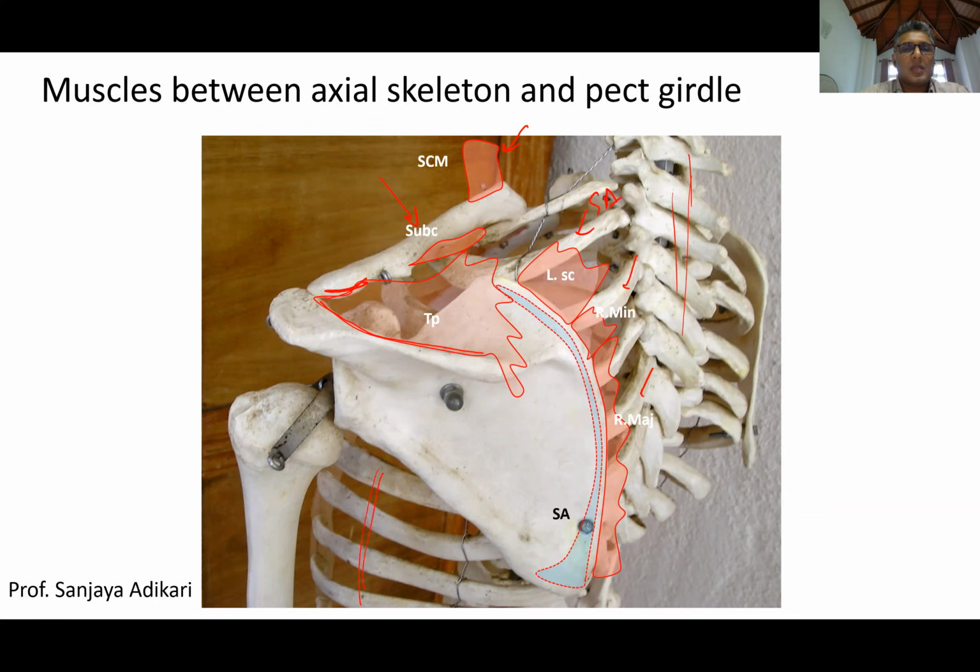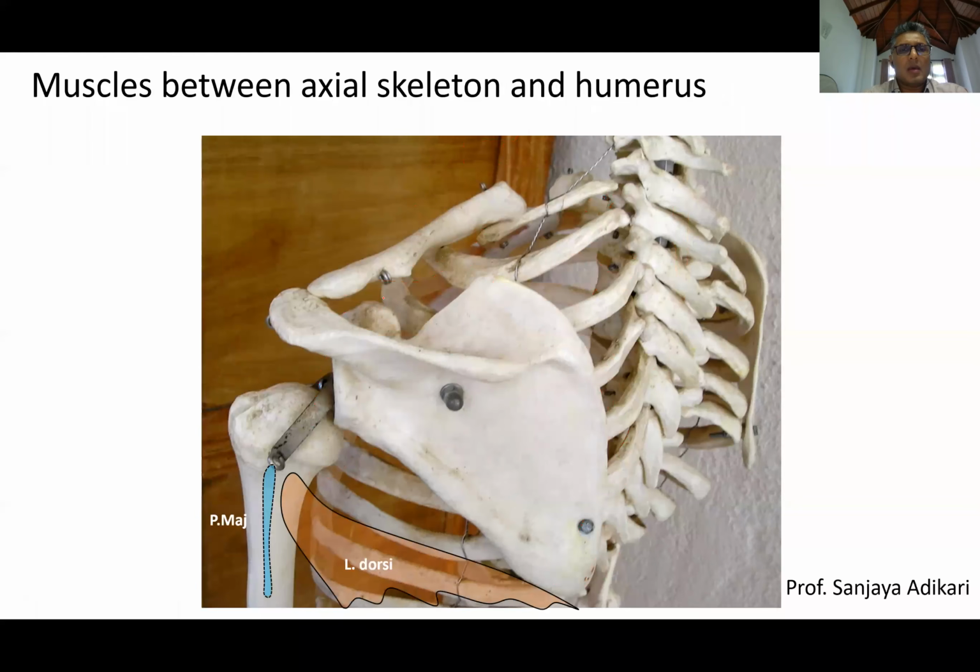Upper 8 ribs here, which is supplied by the long thoracic nerve. We will discuss that later. Then the pectoralis minor muscle, again that is on the anterior side, attached from 3, 4, 5 ribs to the coracoid process here, of the scapula.